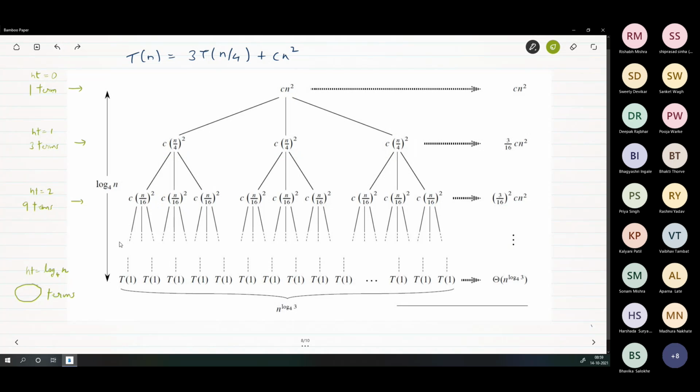Okay, tell me now. Height 0, you have only one node. Height 1, you have 3 nodes. Height 2, you have 9 nodes. Come on, man. We have been doing this now for the last 15 minutes. 3 raised to log 4n. Okay, thank you. So this is 3 to the 0, right? This is 3 to the 1. This is 3 squared. So you have 3 to the log n to the base 4.